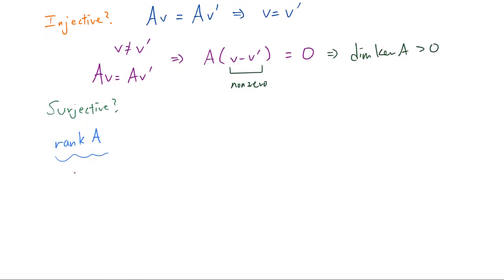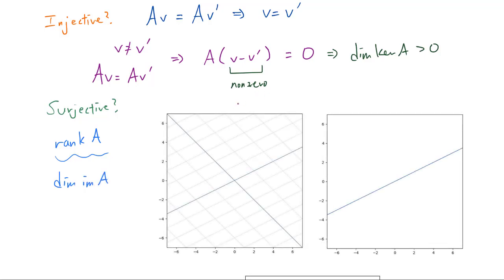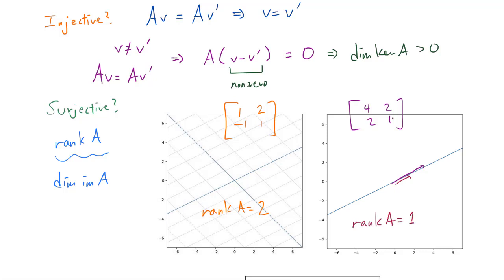Rank is a term that denotes the dimension of the image of A, which can be visualized as follows. For example, if you have the matrix 1, negative 1, 2, 1, then here we visually have a two-dimensional output, so the rank of A is going to be 2. Whereas for the matrix 4, 2, 2, 1, we have a one-dimensional output, so E1 is sent to 4, 2, whereas E2 is sent to 2, 1. And since these are linearly dependent, we get a one-dimensional output, and here the rank of A is just 1.